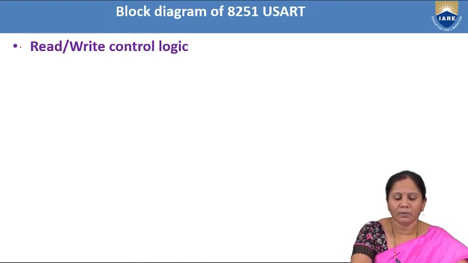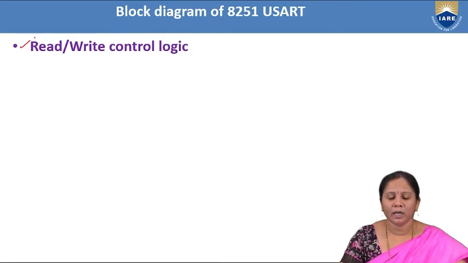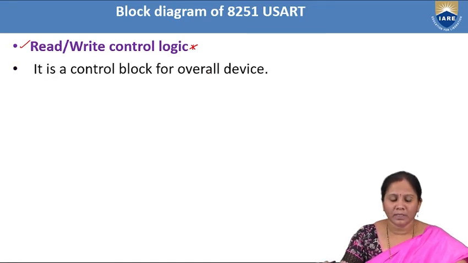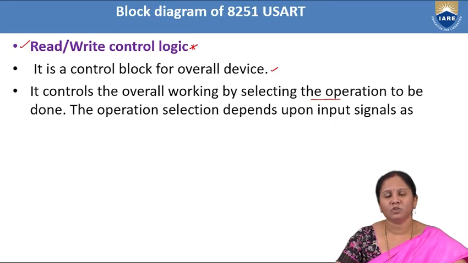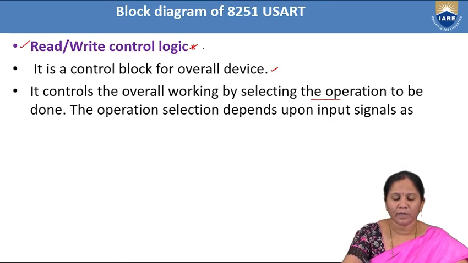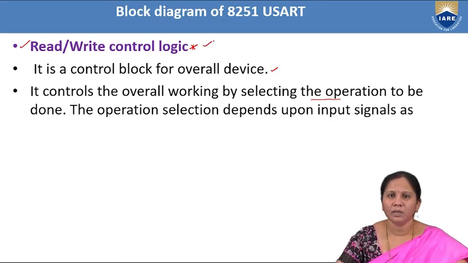And the next section, the second one, is the read-write control logic. This is the main block which controls all the operations of 8251. This is called the control block. It is the control block for the overall device, and it controls the overall working by selecting the operation to be done. The operation to be done will be selected based on the control signals that are connected to this read-write control logic block.